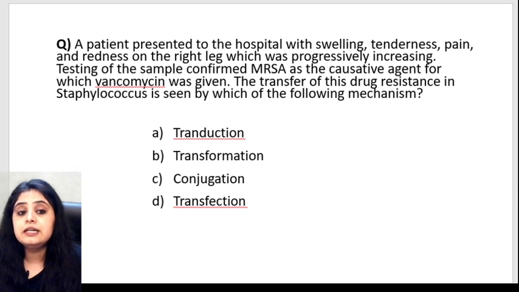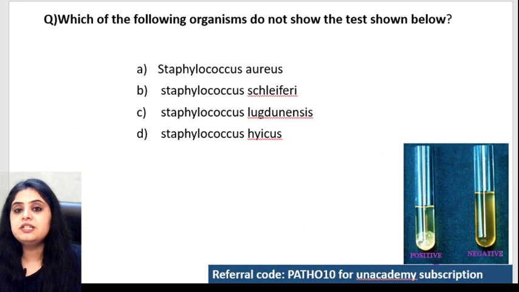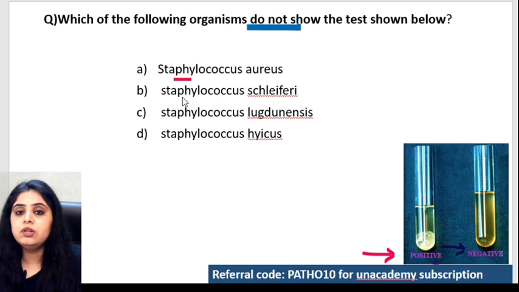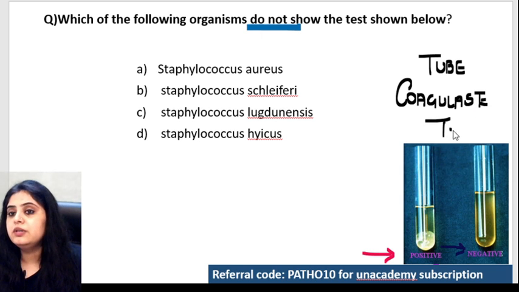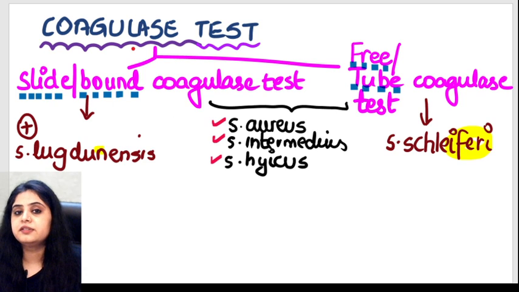Let's move on to the next question. Now you need to tell me which of the following organisms does not show the test below. If I quickly read, I see two test tubes over here. One of them is labeled positive, one of them is labeled negative, and all the options given to me are Staphylococcus. So that means I'm talking about some test of Staphylococcus which occurs in a tube, and that is known as the tube coagulase test. I hope all of you know that coagulase tests are of two types. One is the tube coagulase test, which is also known as the free coagulase test.